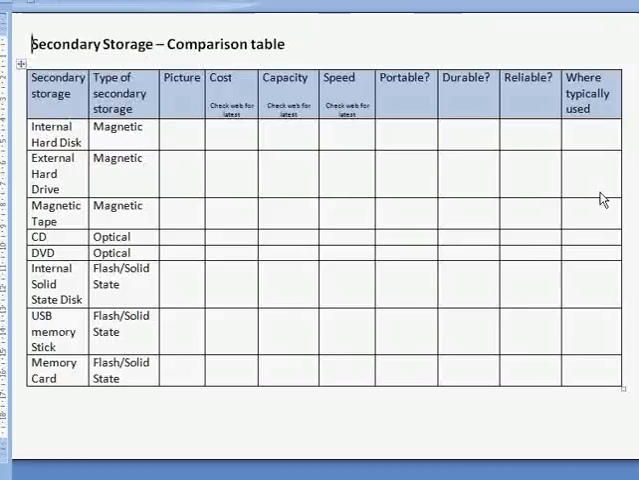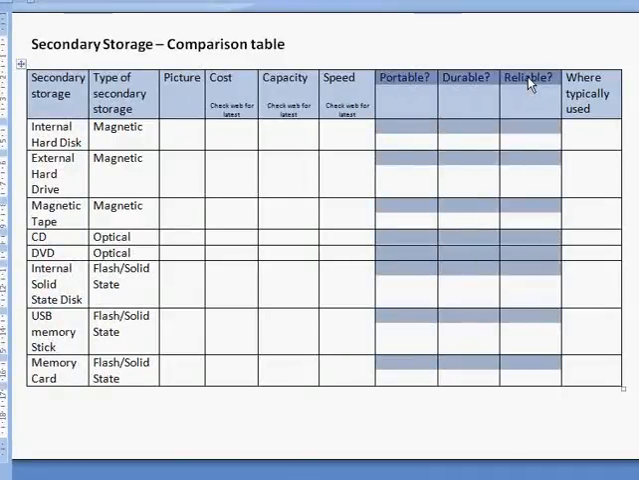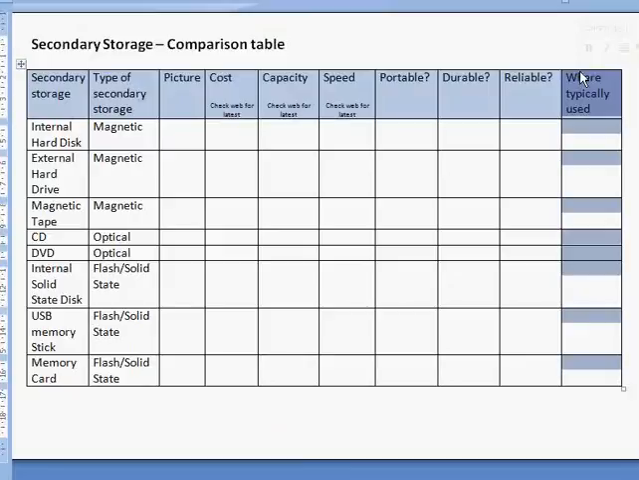I think a nice activity for people would be to construct themselves a table like that, so you could pause the video and build that table to find out things like cost, capacities, because cost and capacities and speed are always changing. We're getting faster, we're getting more capacity, and we're getting cheaper as time goes along. You could find those for all these different storage types, and you could also comment on portability, durability, reliability, and where each type is typically used.